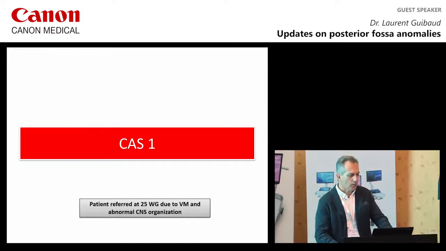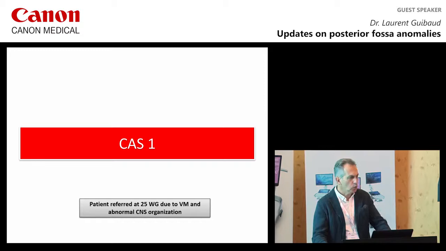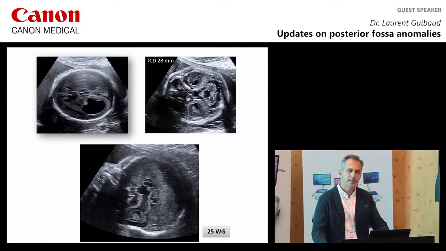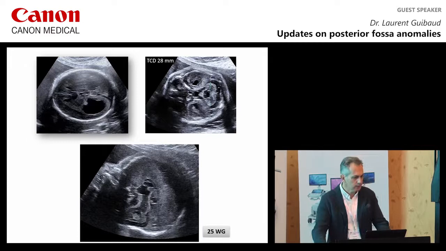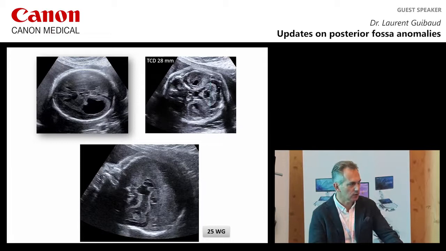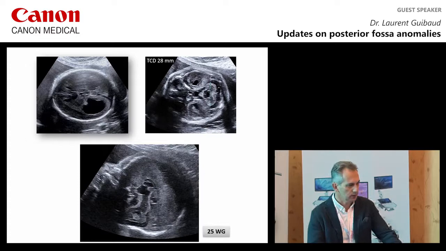This patient was referred at 25 weeks due to ventriculomegaly and abnormal CNS organization. These are two axial views of the supratentorial structures and the posterior fossa, and the mid-sagittal view. We are at 25 weeks of gestation. What do you think about the operculation of the sylvian fissure? You cannot see, in fact, the sylvian fissure.